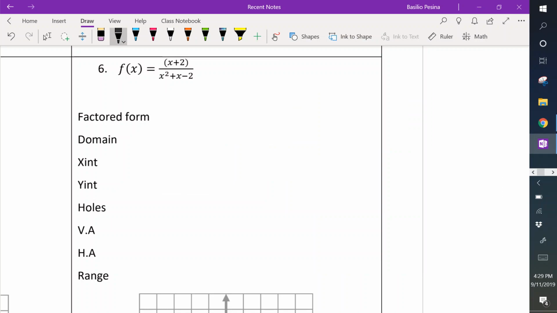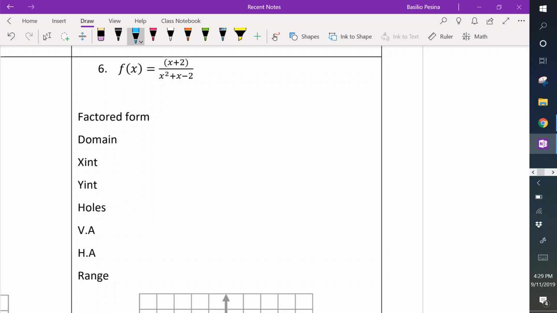Hello class. So today we're going to go ahead and graph these rational functions. So I'm going to do example number 6. I can see here that I have a polynomial in the numerator and a polynomial in the denominator. So the first thing I want to do in order to help me sketch is find these characteristics, such as discontinuities. So let's go ahead and factor this real quick.